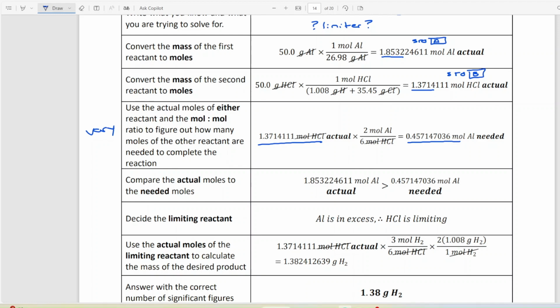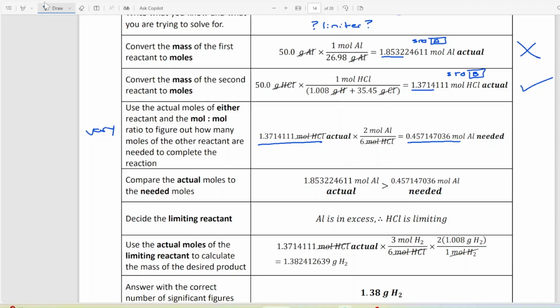So what you do is you completely ignore the hydrochloric acid because it was, or sorry, not the hydrochloric acid, you completely ignore the aluminum because it was in excess, and you use the hydrochloric acid because it was the limiter. Okay, so the hydrochloric acid is the limiting reagent.